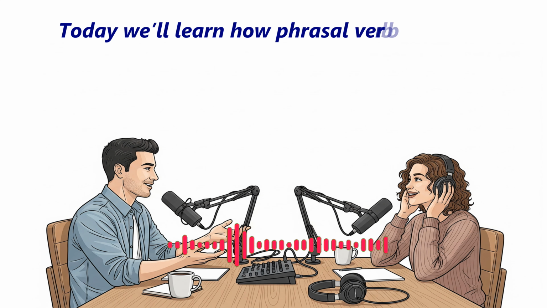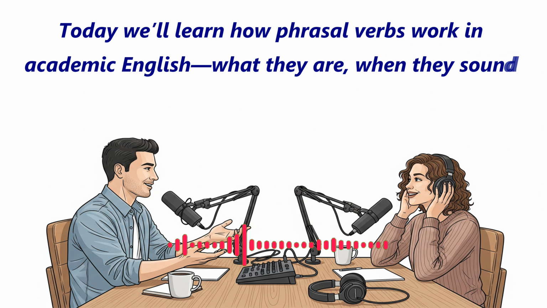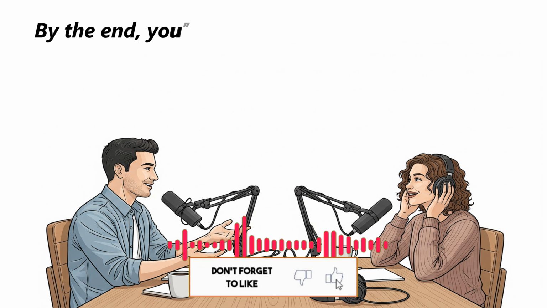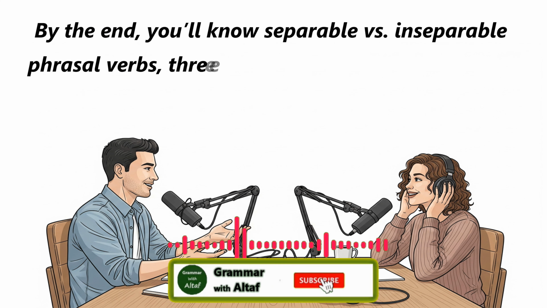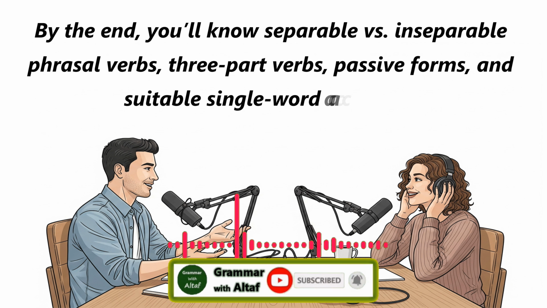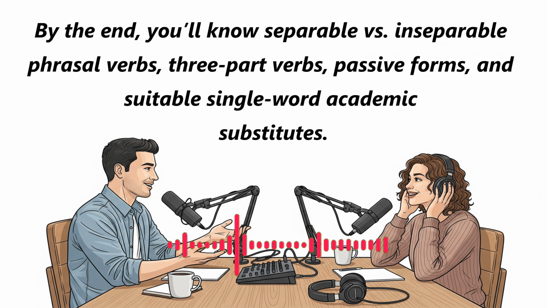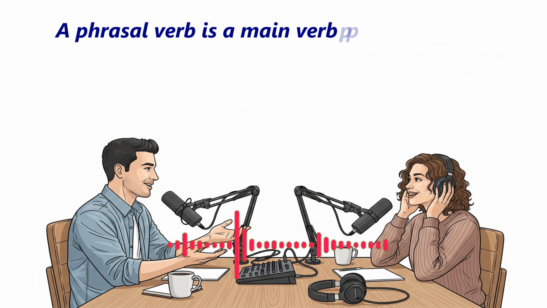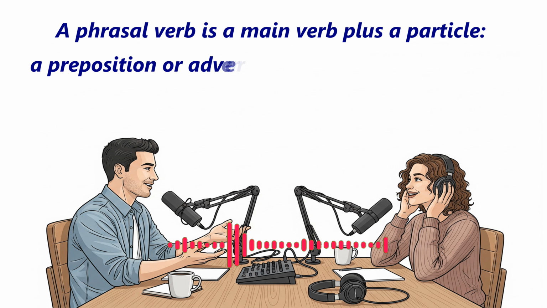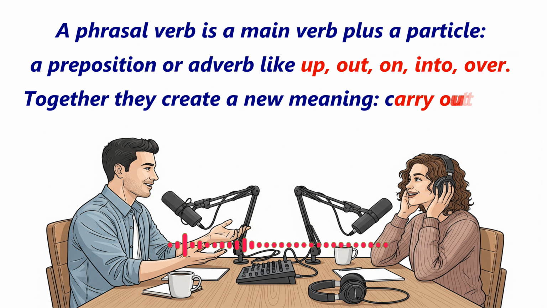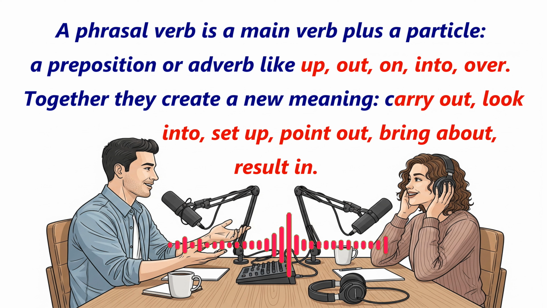Today we'll learn how phrasal verbs work in academic English, what they are, when they sound formal enough, and how to choose precise alternatives. By the end, you'll know separable versus inseparable phrasal verbs, three-part verbs, passive forms, and suitable single-word academic substitutes. A phrasal verb is a main verb plus a particle, a preposition or adverb like up, out, on, into, over. Together they create a new meaning.